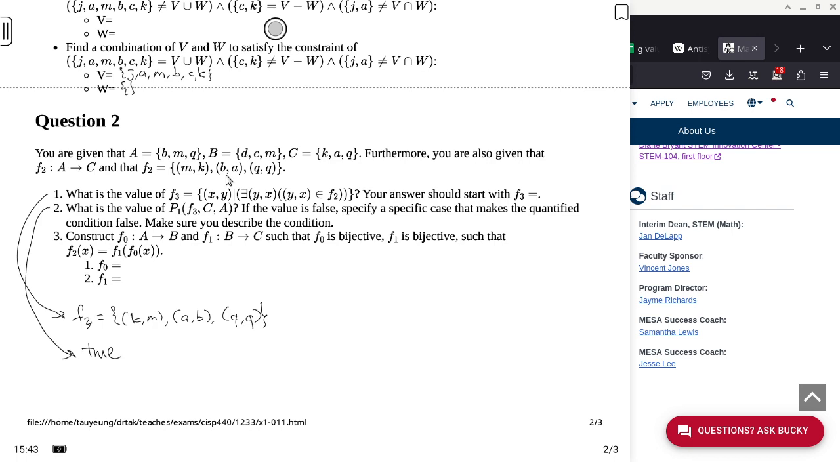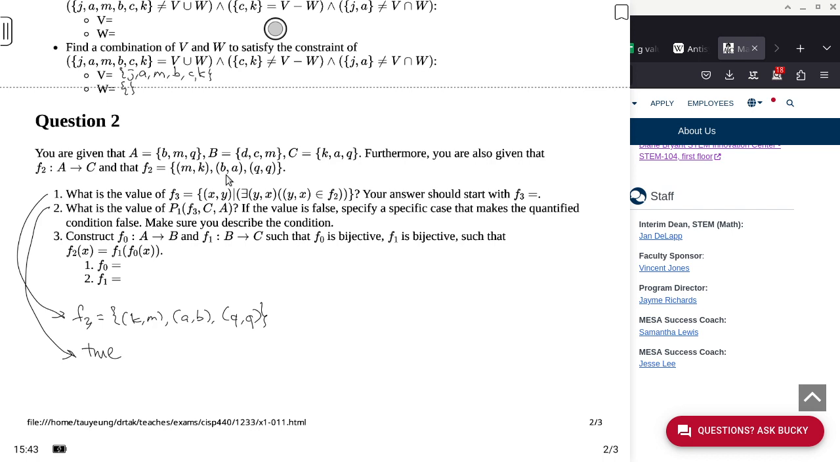All right, so what does that mean? Now we are interpreting what the question is asking. It means that we have to construct two functions, and there's a little prompt here to fill in what F0 is and what F1 is. F0 has to be bijective, F1 also has to be bijective. We know what a bijection is. And also such that F2 of X is basically the compound function of F0, F1 applied to X. So how would you approach that problem?